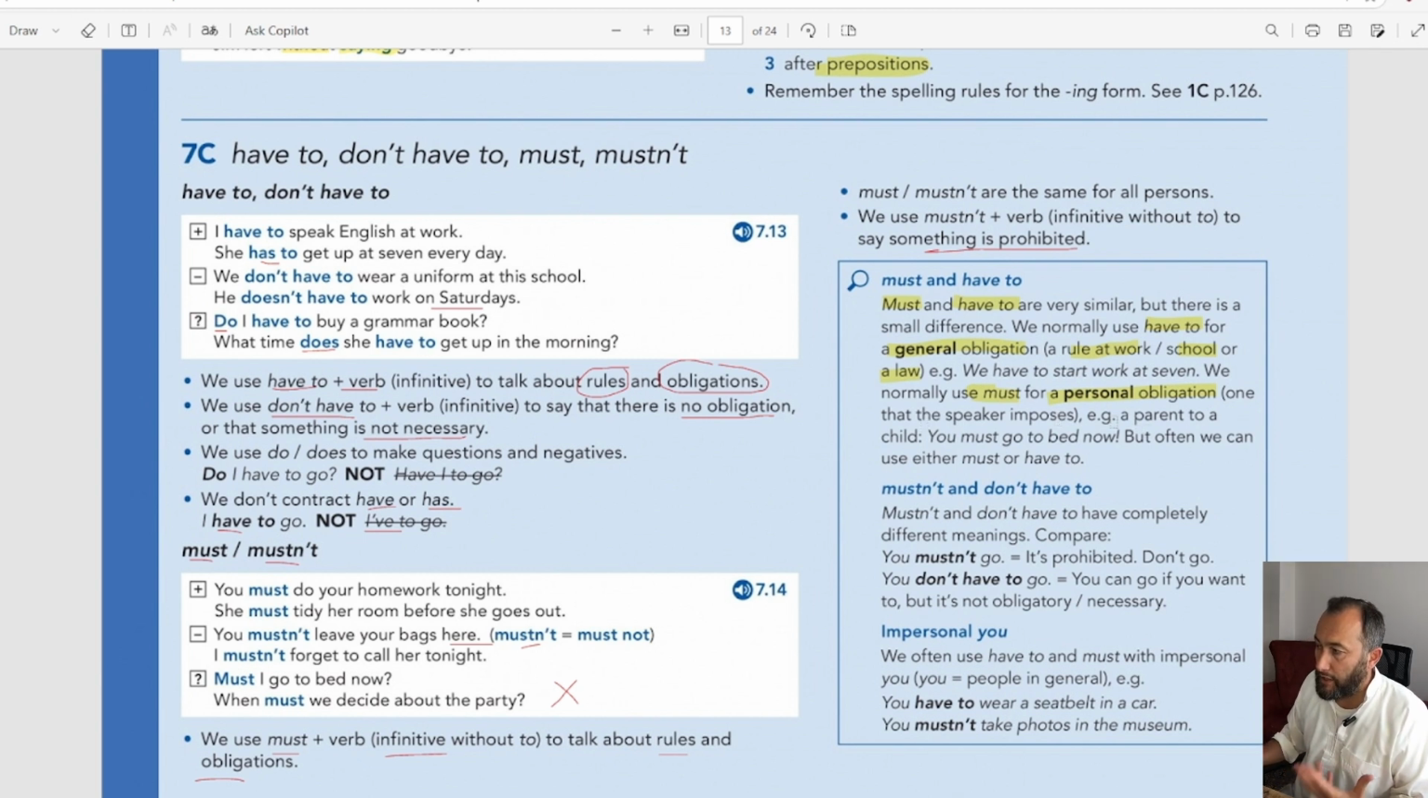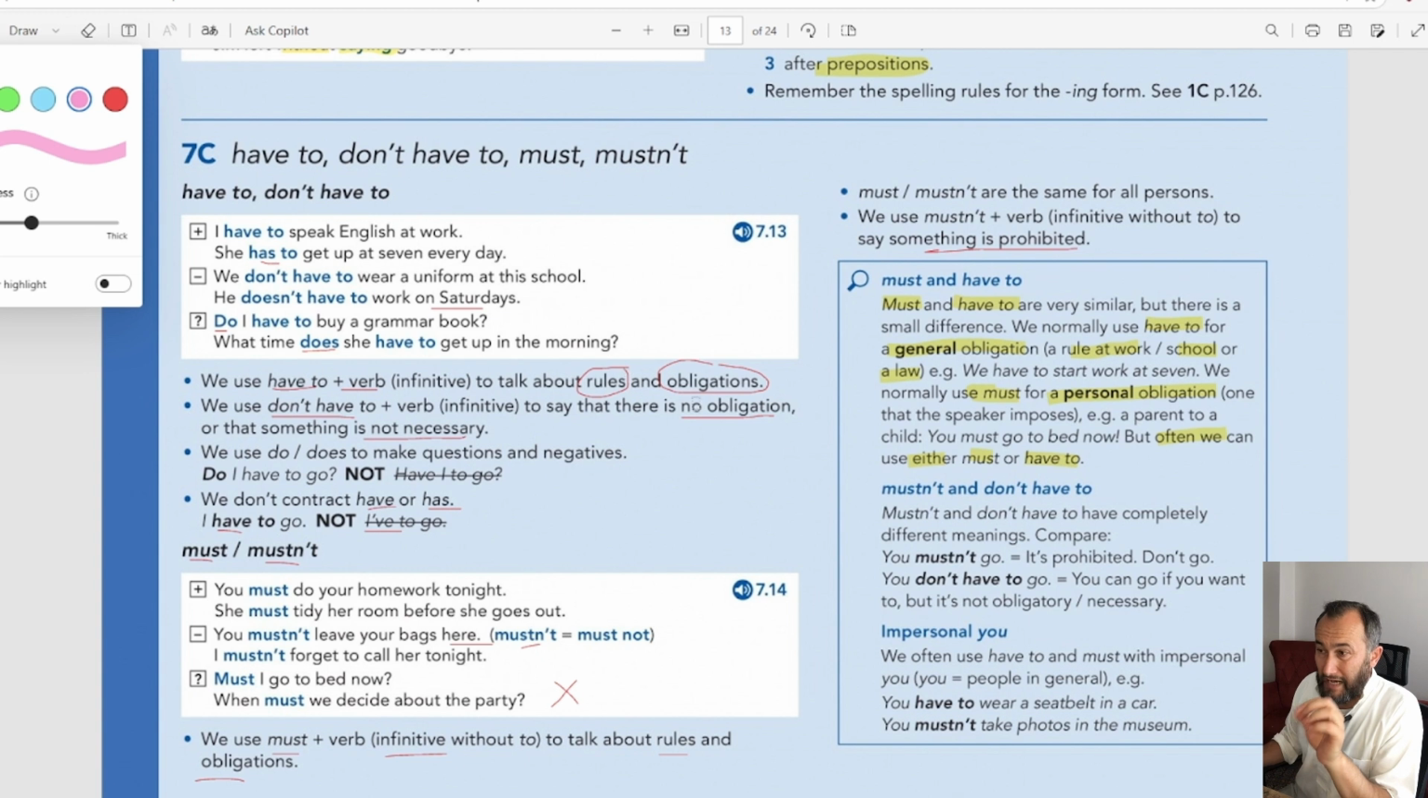One that the speaker imposes, like a parent to a child, the father or mother telling a child, you must go to bed now. It's not a law of a country, right? You must. It's so that the parent believes that it is necessary now. But often we can use either must or have to. We can interchange. Instead of must, I can use have to, or instead of have to, I can use must. That's fine in speaking, guys.